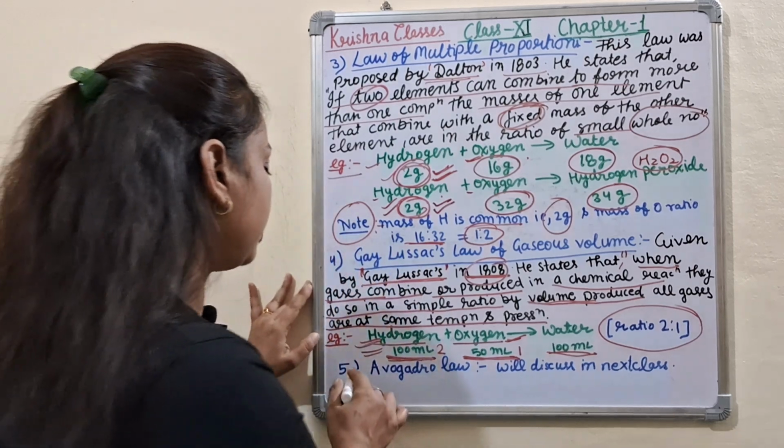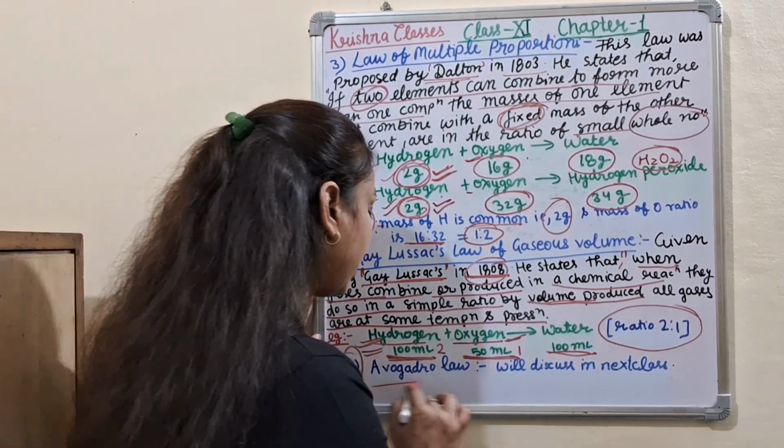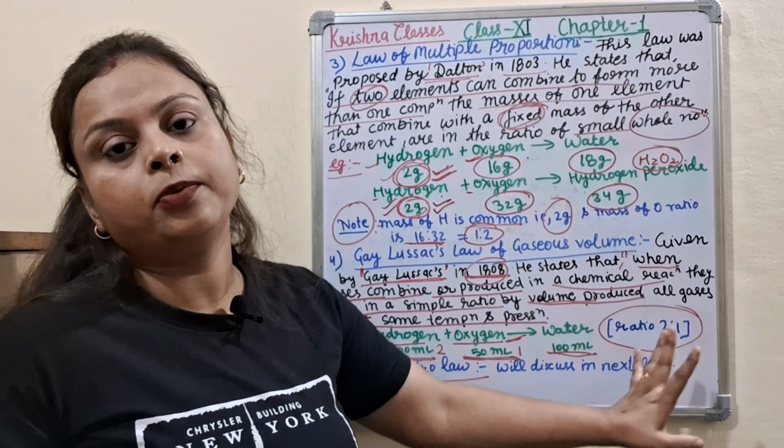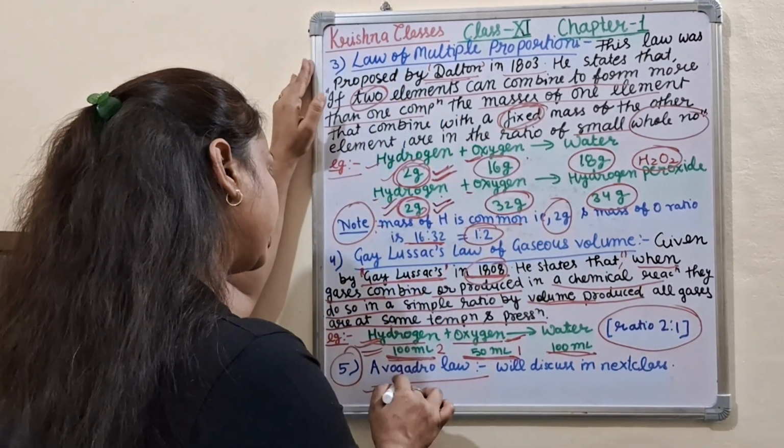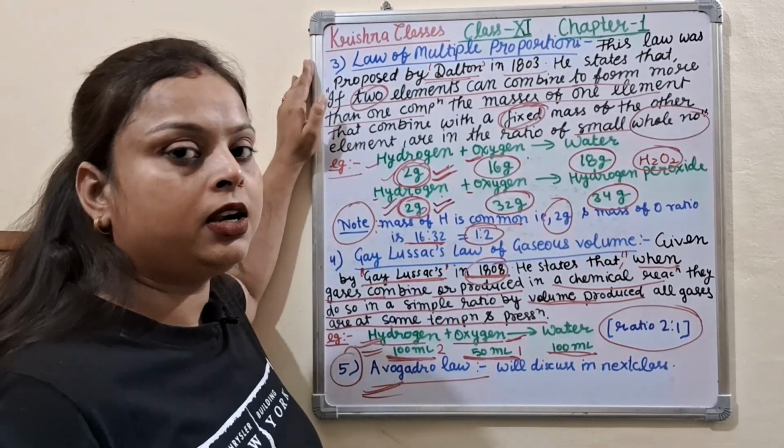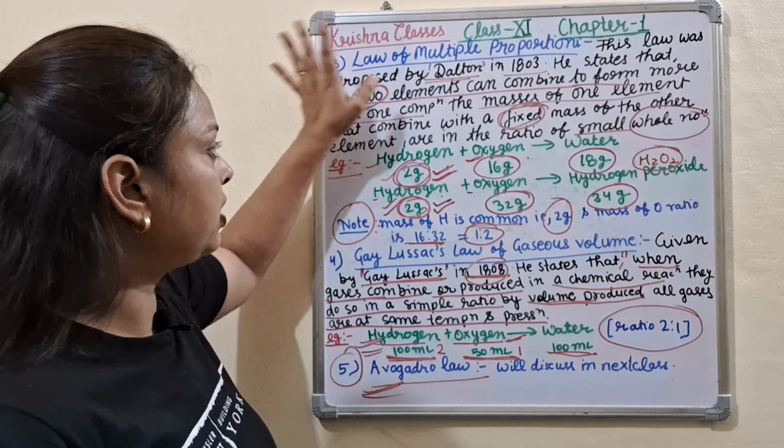And next and last, the fifth, is Avogadro's law. We'll discuss it in my next class. What is Avogadro's law? We'll discuss it in detail in my next class. So this is my class.